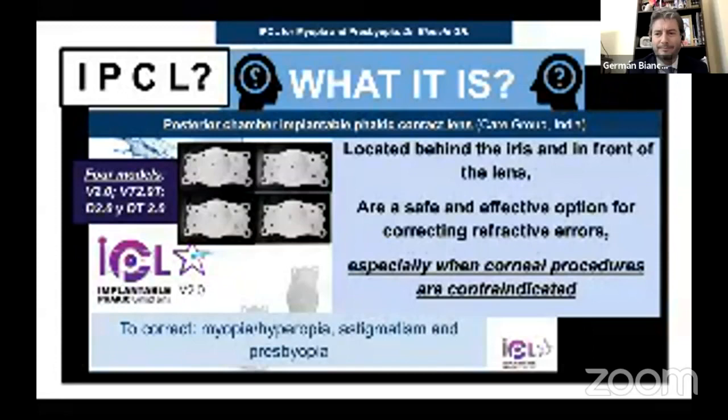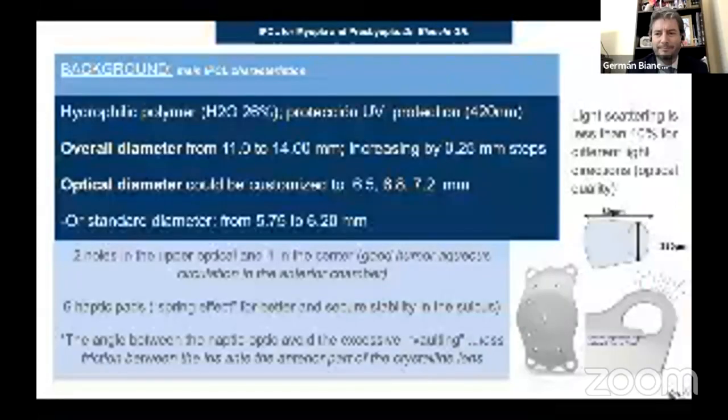It's a hydrophilic polymer with different sizes between 11 and 14, with different optic diameters, and it can also be customized. It has 2 holes in the upper part of the optic, 1 in the middle, and is conic, and this conic design reduces the scattering of the light.